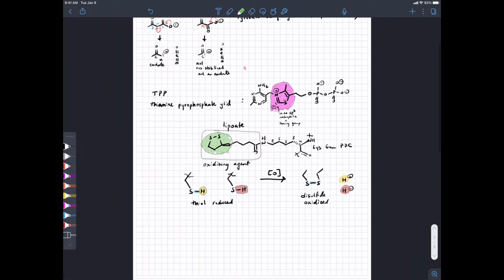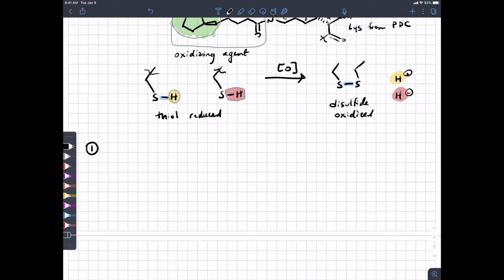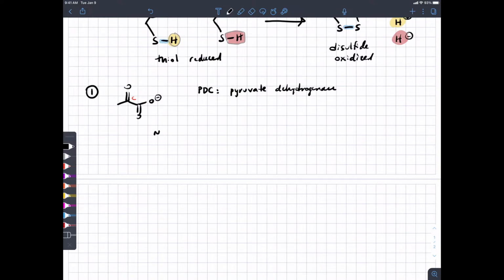All right, so let's go ahead and begin with the first step of this process. And this is catalyzed by a subunit of the PDC called pyruvate dehydrogenase. Okay, so you've got pyruvate here, and it's got a ketone, and that ketone should be electrophilic at the carbonyl carbon, right? And then I told you that the thiamine ylide is nucleophilic at the carbon in between the sulfur and the nitrogen, the one that's negatively charged. Okay, so we're going to have nucleophile attacks carbonyl.